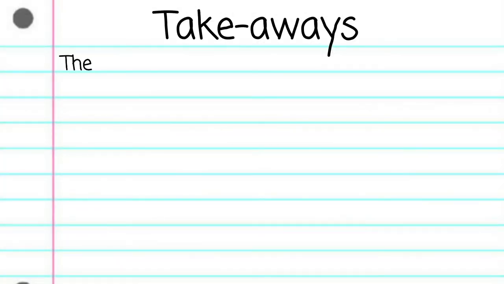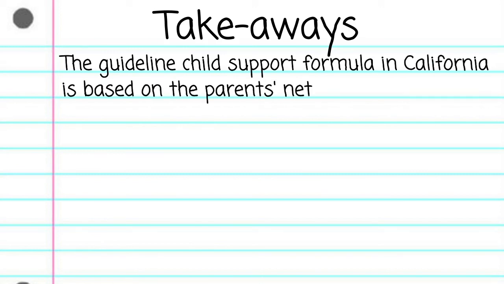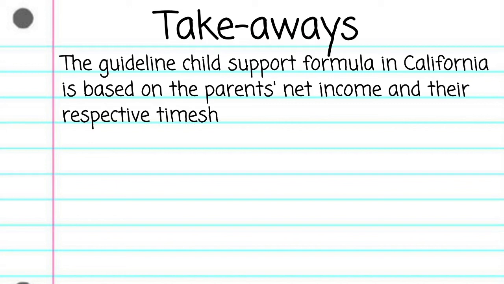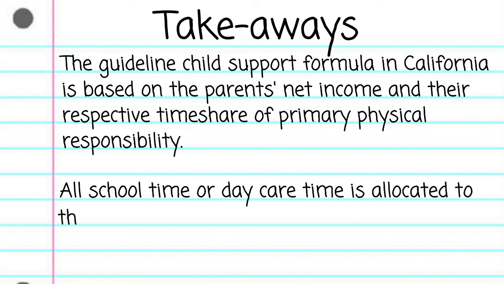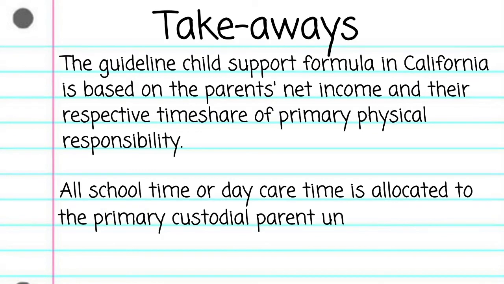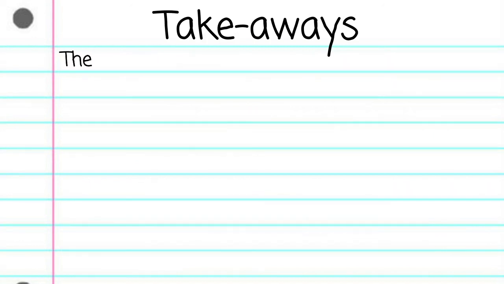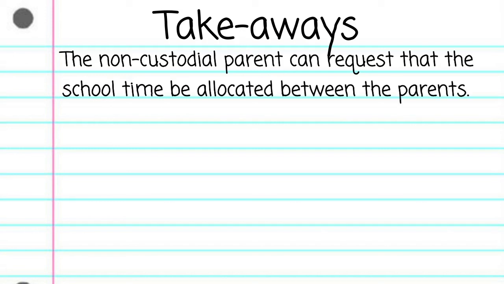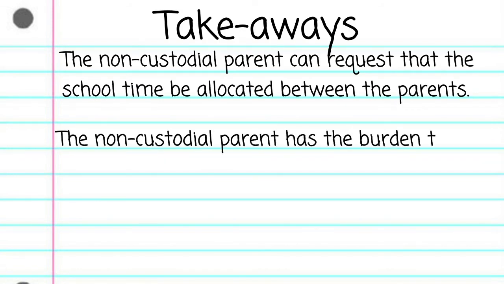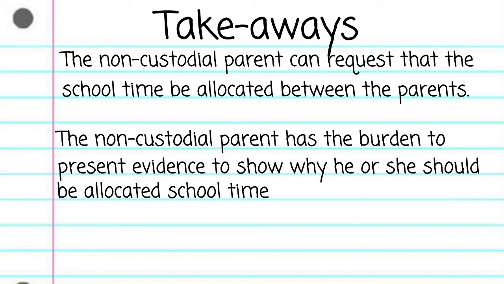Takeaways. The Guideline child support formula in California is based on the parents' net income and their respective timeshare of primary physical responsibility. All school time or daycare time is allocated to the primary custodial parent unless the non-custodial parent requests a different allocation. The non-custodial parent can request that the school time be allocated between the parents. The non-custodial parent has the burden to present evidence to show why he or she should be allocated school time.